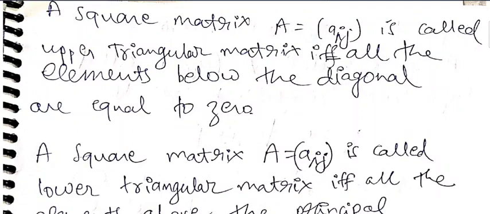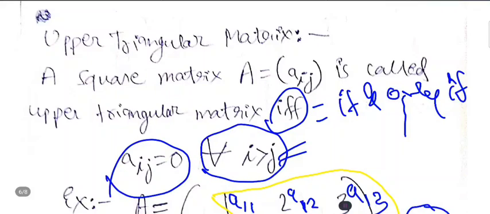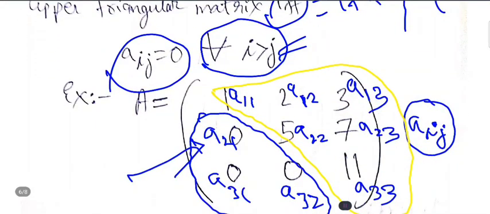Now we will move on to the upper triangular matrix. This is basically the desi definition, meaning informal definition. A square matrix A equal to Aij is called an upper triangular matrix if all the elements below the diagonal are equal to 0. Why is it called upper triangular? Because below the diagonal all elements become 0. Where is the diagonal of this matrix? This is the diagonal, and all the elements below it have become 0.